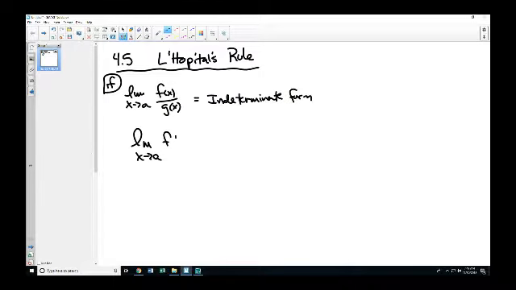So if that's true, we can use derivatives that will give us the same answer as the original functions.